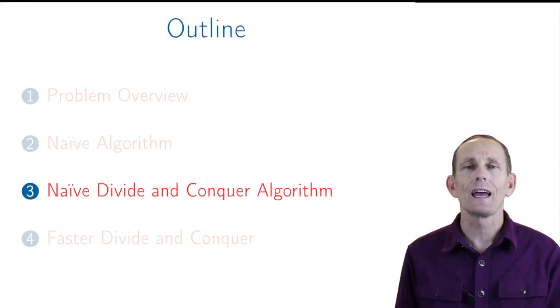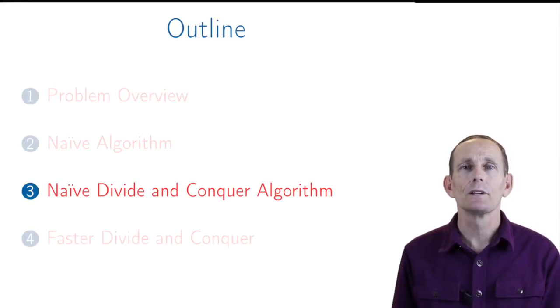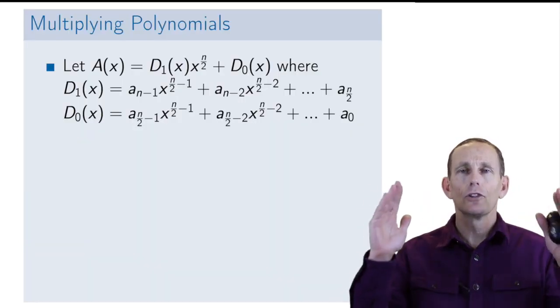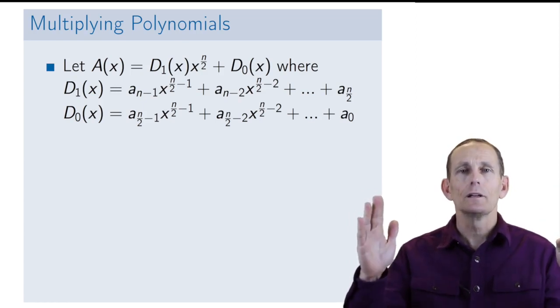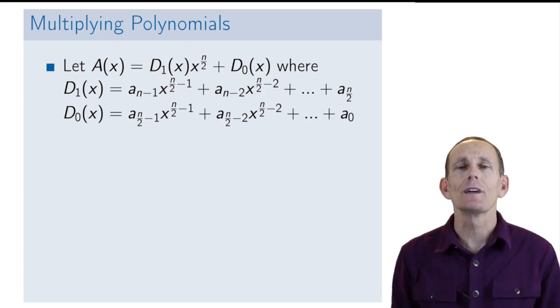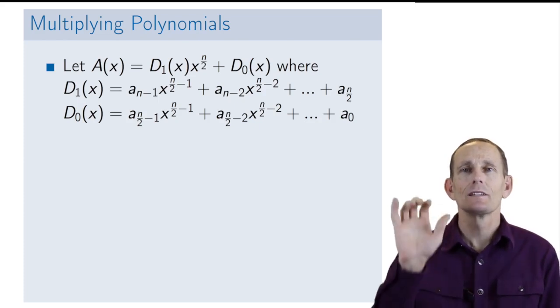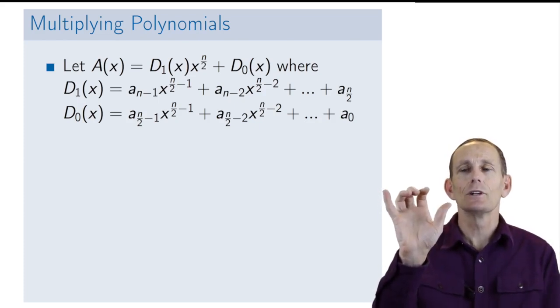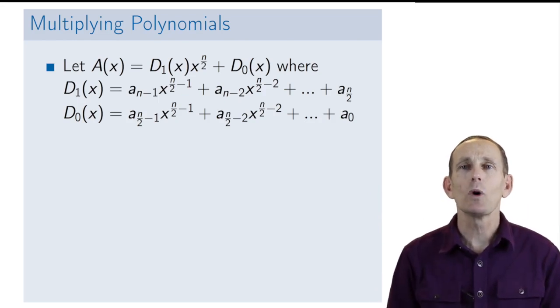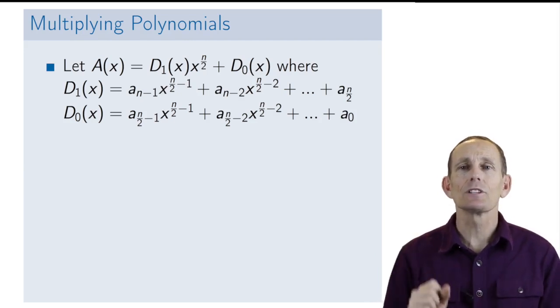So in this video, let's look at a naive divide and conquer algorithm to solve the polynomial multiplication problem. The idea is we're going to take our long polynomial and break it into two parts, the upper half and the lower half. So A of x is going to be D1 of x times x^(n/2) plus D0 of x, which is the bottom half. D1 of x, since we've pulled out x^(n/2) terms, its lowest term is actually just a_(n/2).